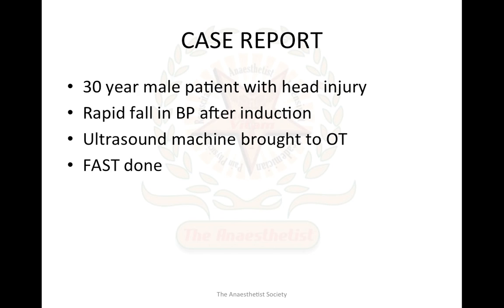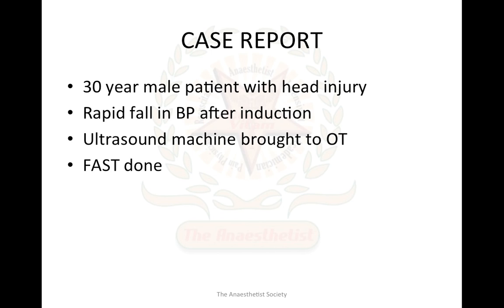This is a case report we had recently posted on the forum, the Anaesthetist. This was a 30-year-old male patient with head injury. The patient was shifted to OT because there was bleeding from the brain, and the brain was exposed because the skull and tissue above that part were lost in the injury. So the patient was irritable and shifted to OT in urgency.